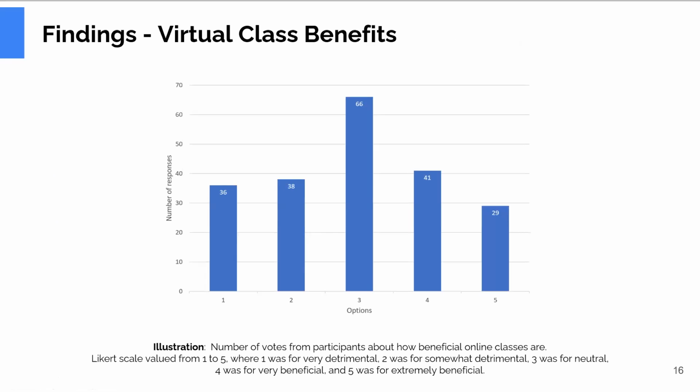If we look at the virtual class benefits, students voted. It was also a Likert question, and 1 was very detrimental, 2 was somewhat detrimental, 3 was neutral, 4 was very beneficial, and 5 was extremely beneficial.